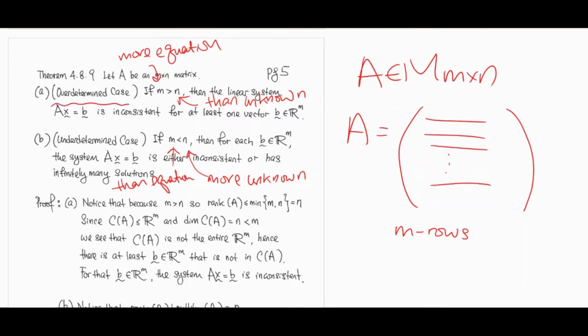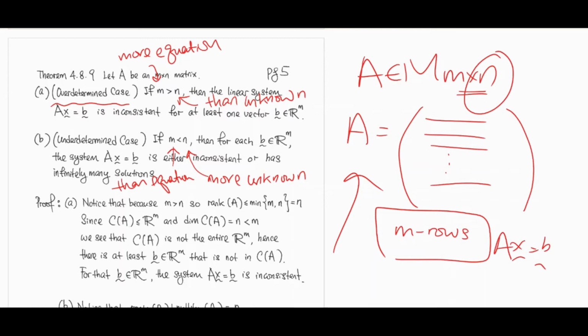It's called overdetermined because if you have a matrix of size m by n, that means you have m rows, which means you have m equations in AX equals B, and the number of unknowns will be n. So the number of equations will be m. If you have m strictly bigger than n, the system of equations is going to have more equations than unknowns. More equations than unknowns is not a good case. This is what we call the overdetermined case.